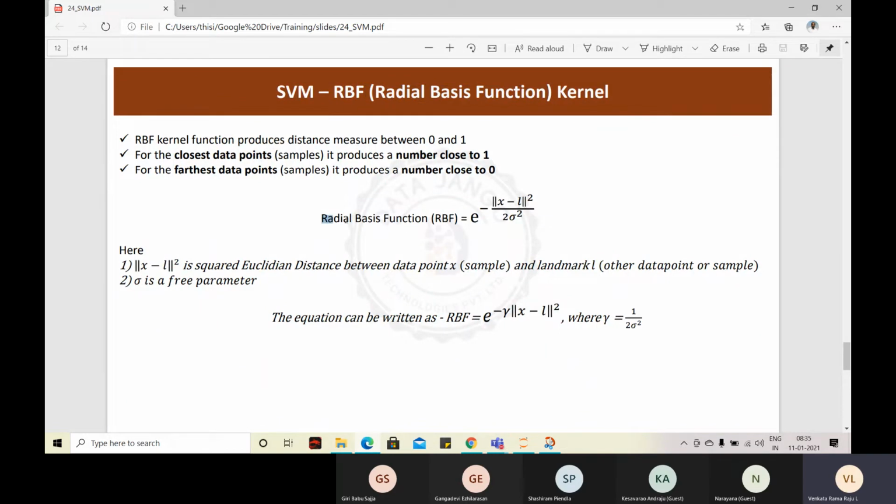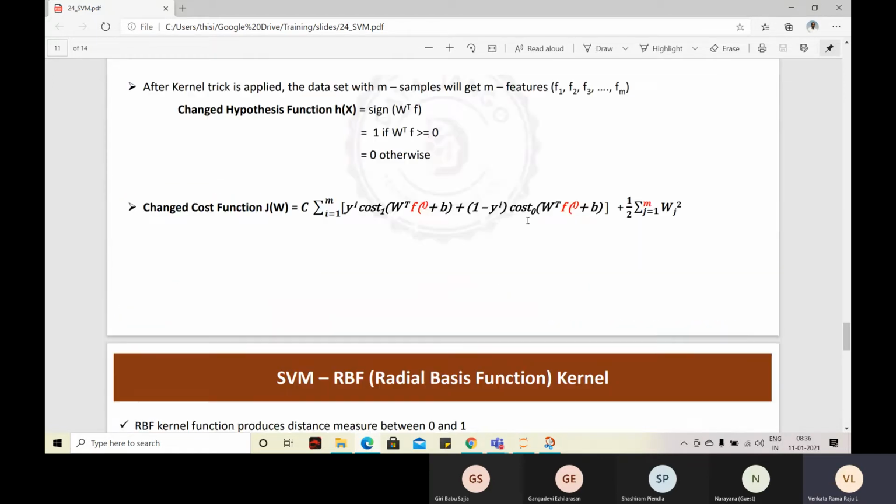What is that function? This is the function: e to the power of minus Euclidean distance squared divided by 2 into sigma squared. This sigma is not a standard deviation. This is just a number, a hyperparameter we call it.